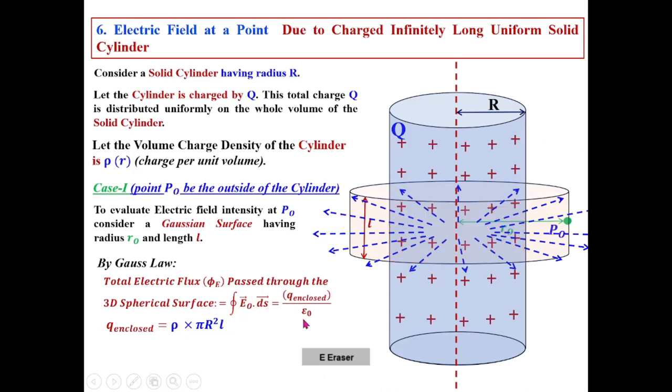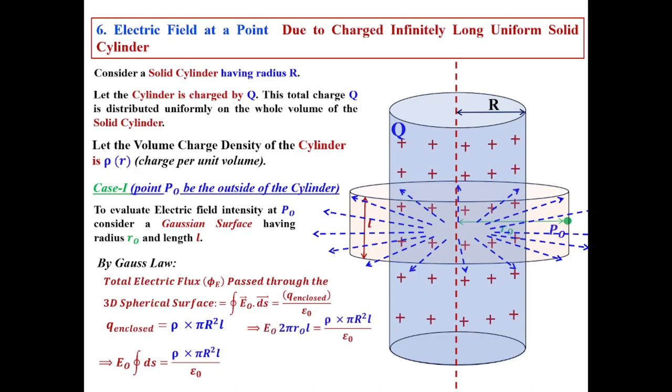Same thing it has been written. Here you can see this dot product will be equal to E0 surface integration of this dS, equal to this much charge which is enclosed by this Gaussian surface, divided by epsilon 0, right.